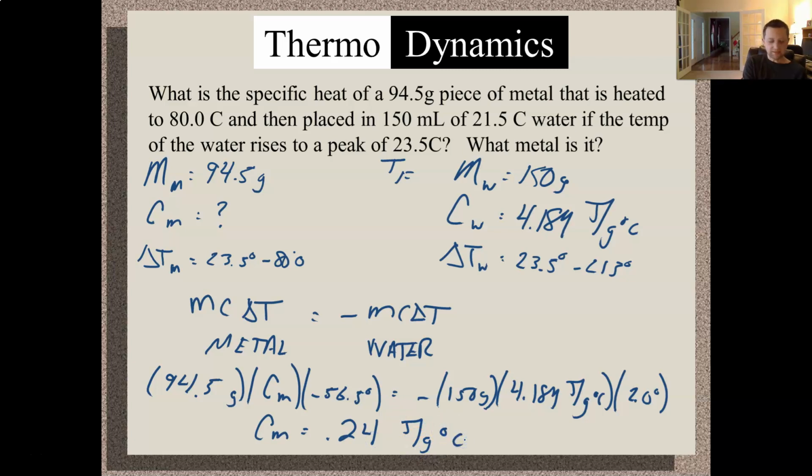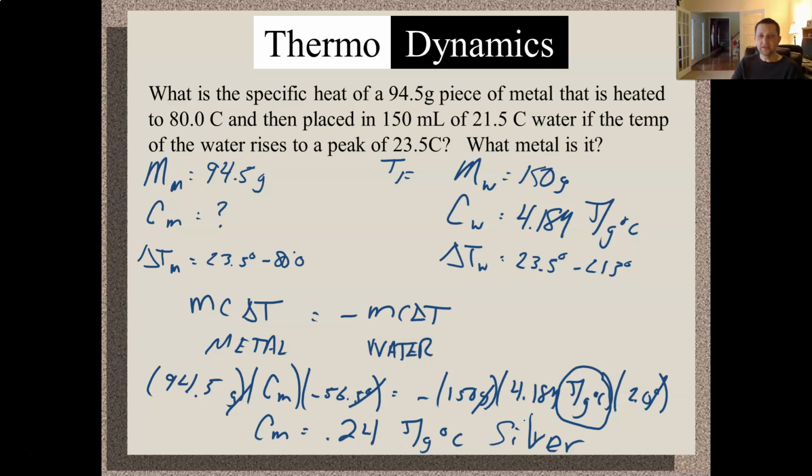If you cancel the units out correctly, like your grams on one side and the other side cancel, your degrees on one side and the other side cancel, you're left with your specific heat units, which is what you should have on your specific heat for the metal. So it's 0.24 joules per gram degree Celsius. And if you look on your note sheet there, that matches up best with silver. S-I-L-V-E-R. Silver is what we have here for that one.